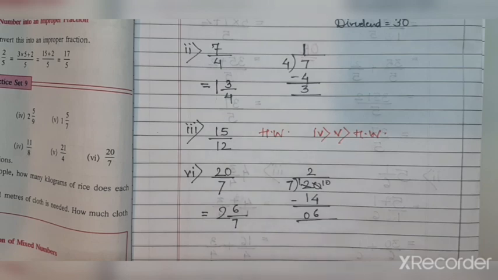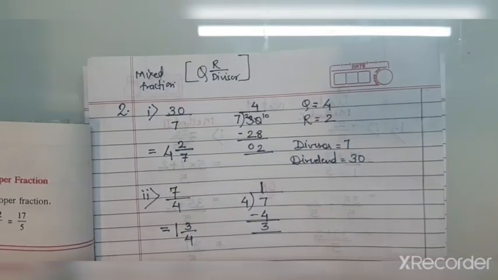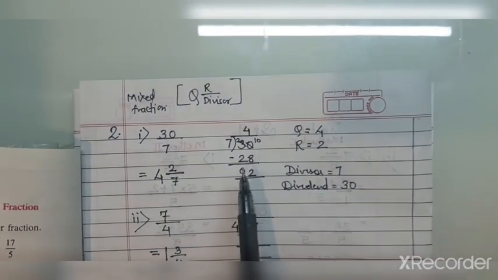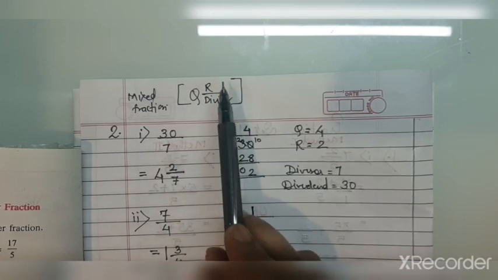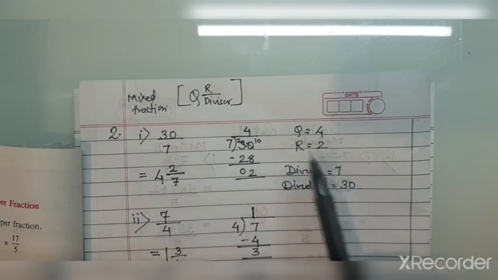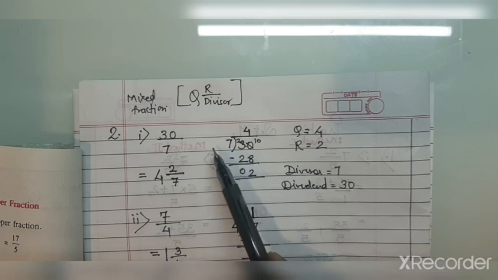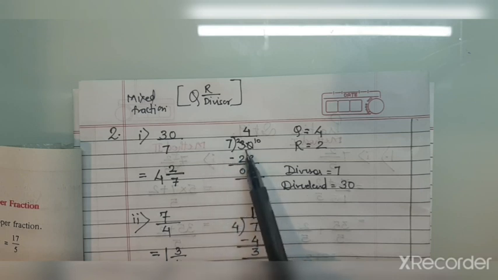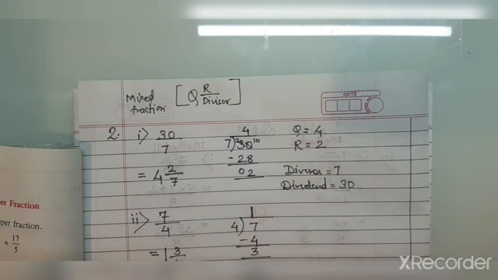Okay, so now we proceed. After the division, you just keep this in mind. How do you write? Quotient, remainder upon divisor. But before that, you should know what is the quotient, what is the remainder. Quotient here is 4. Remainder is 2. Divisor is the number which we write outside or which is in the denominator, 7. We don't need the dividend here while making this mixed fraction.